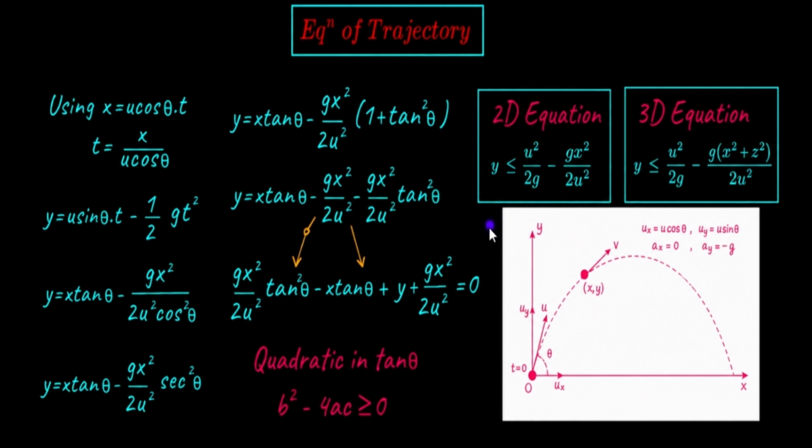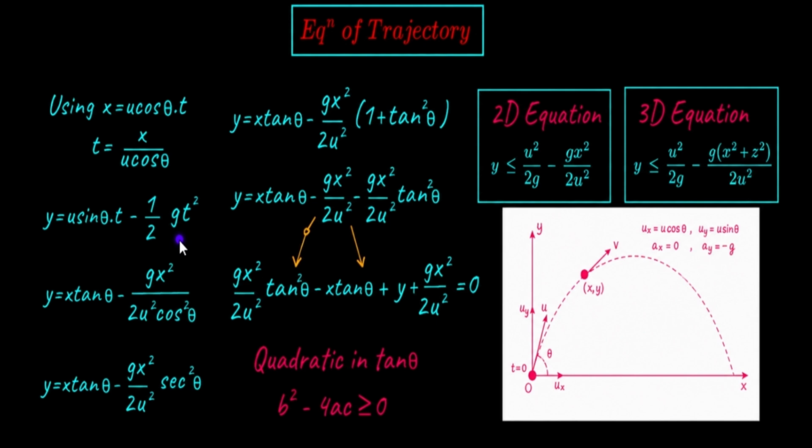Now coming to the next part on the board. You can see two equations written here, one for x and one for y. Along the x-axis, since there is no acceleration, x equals u cos theta into t. Simple uniform motion formula, distance equals velocity multiplied by time. Along the y-axis, since g is acting downward, y equals u sin theta into t minus half g t square. This is the standard second equation of motion, s equals ut minus half at square.